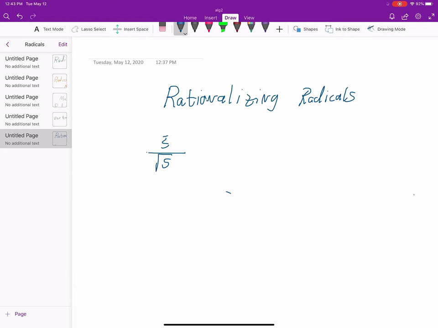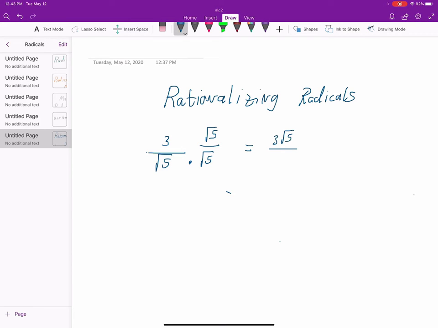That is supposed to be a 3. There we go. We cannot have a square root in the bottom of a fraction. That's one of those mathematical laws. So to get rid of that, we simply multiply it by the square root of 5, top and bottom. We can do that because that's just 1. So when you do that, you get 3 square roots of 5.